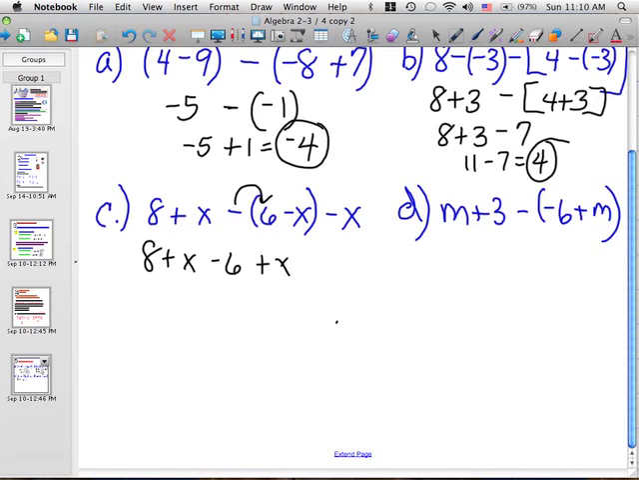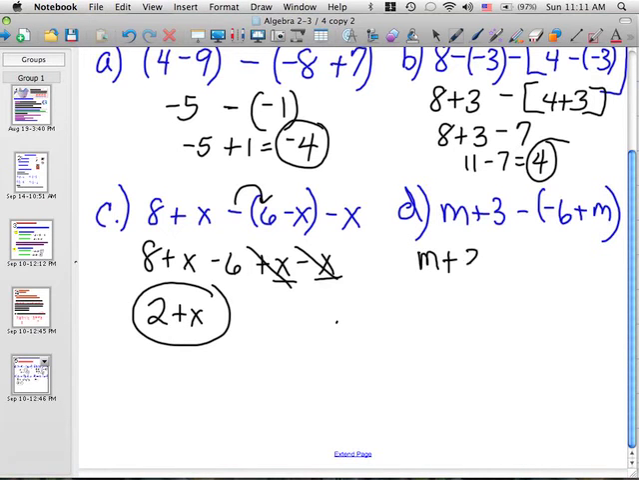Example C. Bring down the 8 plus x. Take the opposite of everything inside the parentheses. So the opposite of 6 is negative 6, and the opposite of x is positive x. And bring down the minus x. Collecting like terms, this x and the opposite of x are opposites, so they will pop out. 8 minus 6 is 2, and 2 plus x is your answer.